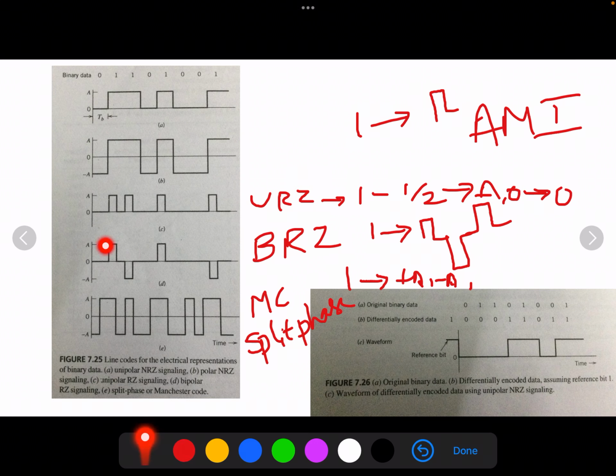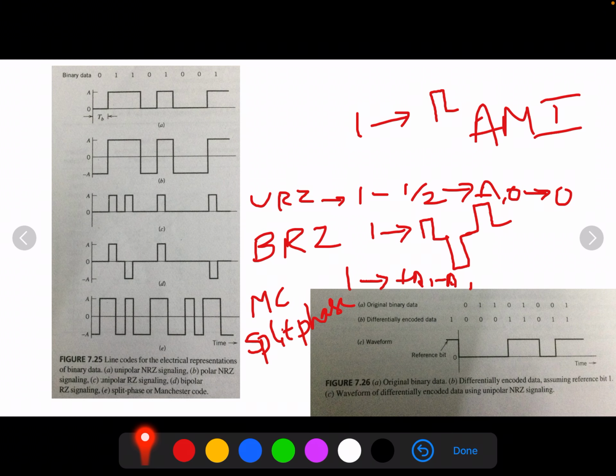You have a 0, so it is minus A plus A. Then you have 1, plus A minus A. Then you have 1, plus A minus A. Then you have 0, minus A plus A. 1, plus A minus A. Like this it goes on. So the Manchester code suppresses the DC component and has relatively insignificant low frequency components regardless of the signal statistics. This property is essential in some applications. So these are all the different 5 signaling methods.